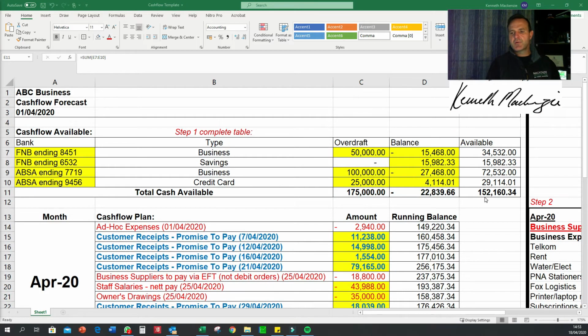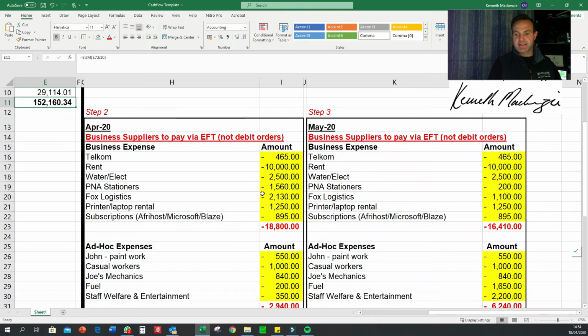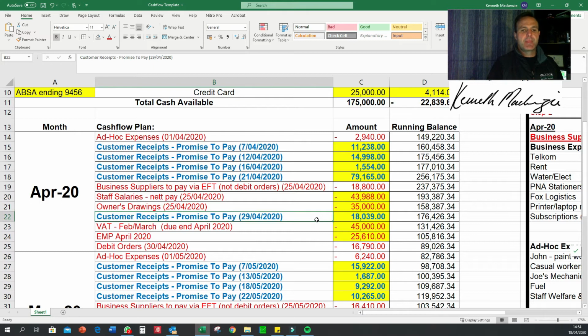Right, so we already know now we have 150 to 160 available in cash for ABC Business. That's perfect. Now we've also already listed and verified our business expenses here for April and for May. Now we head on back here to our cash flow plan, right? So let's have a look at this.